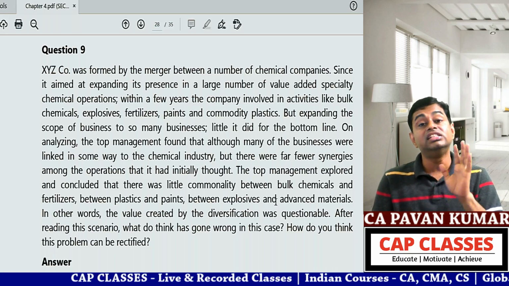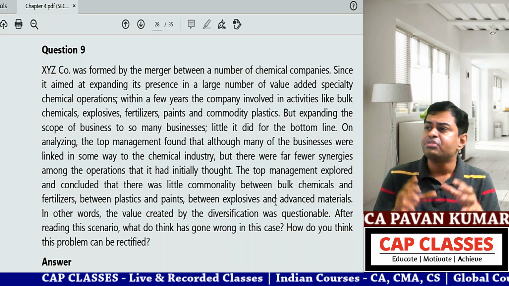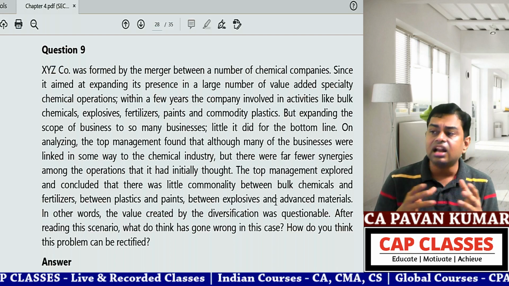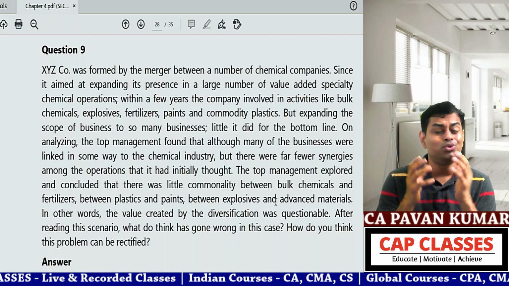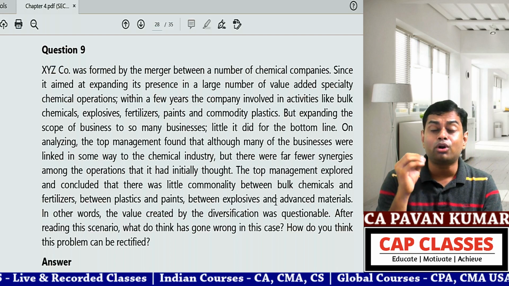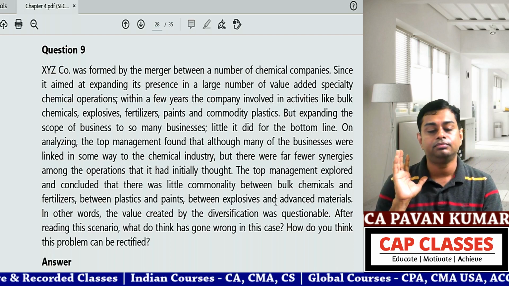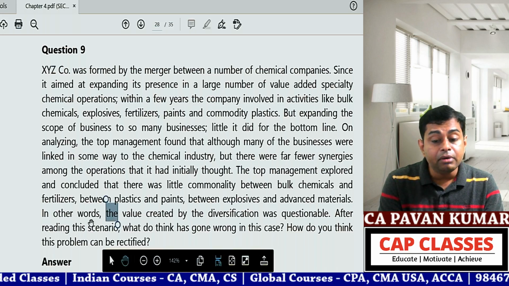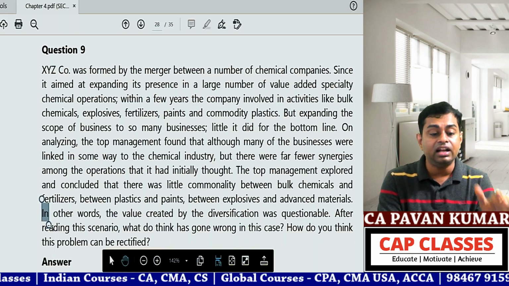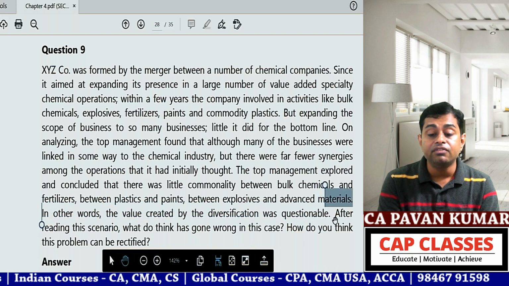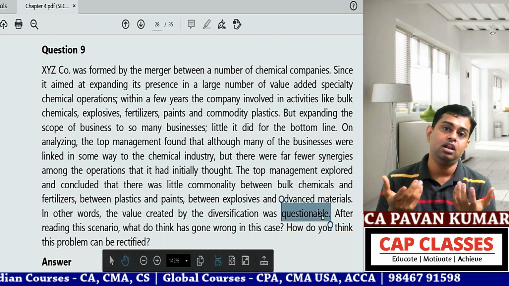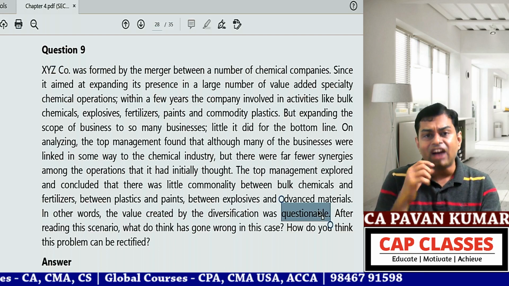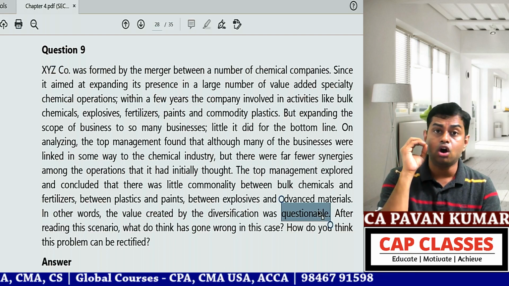That also can be done in this situation because you acquired companies left and right, merged various chemical companies, started various businesses. Now you do not know what to do because your profit is not growing at all. In one sentence, they are telling that the value created by diversification is questionable. You try to diversify, but what is the value created? Nothing.